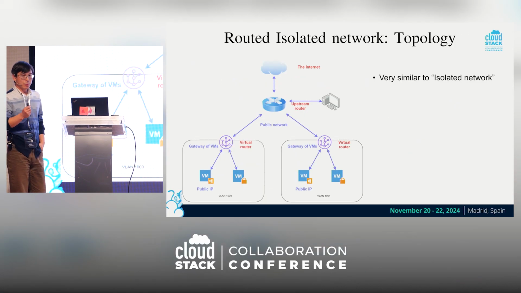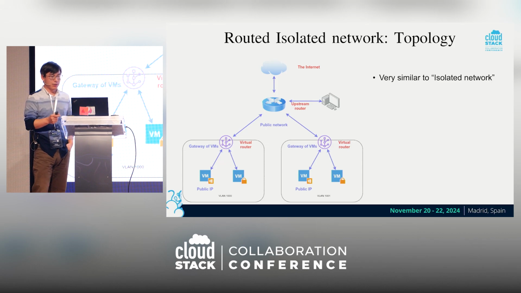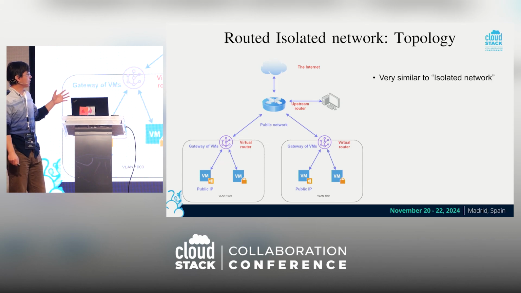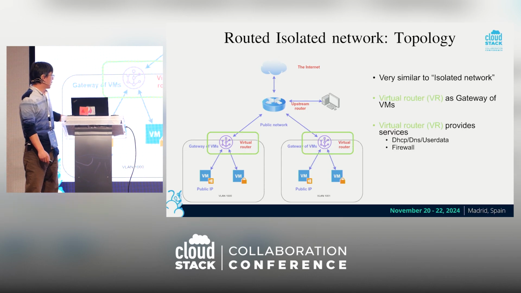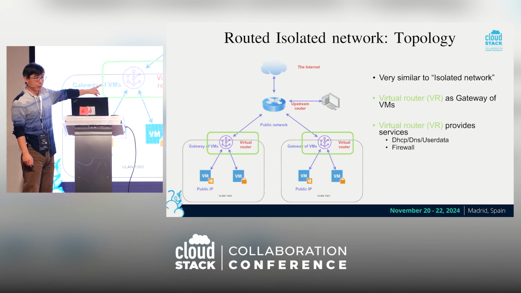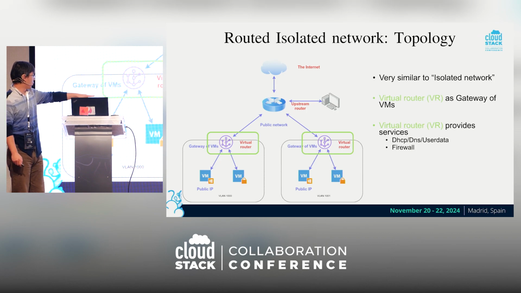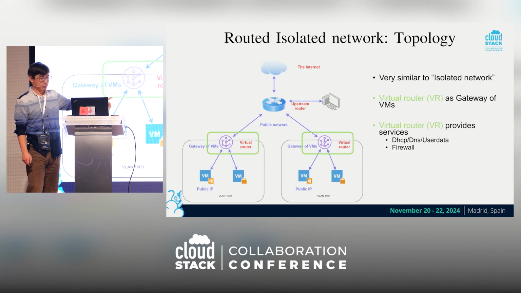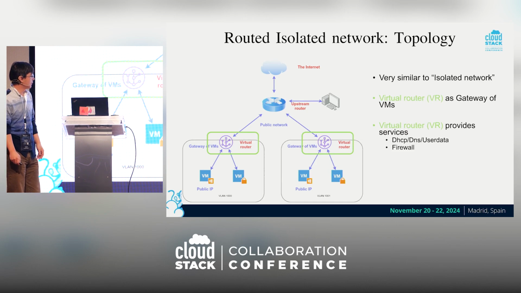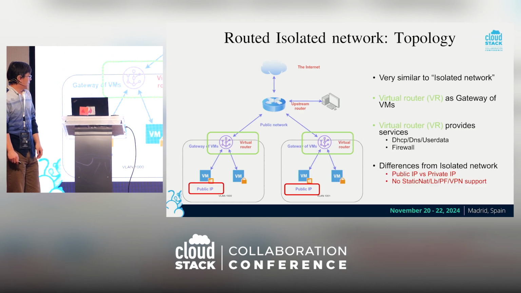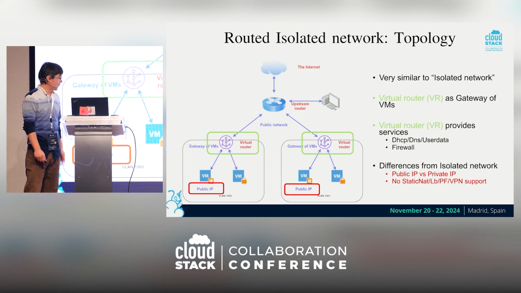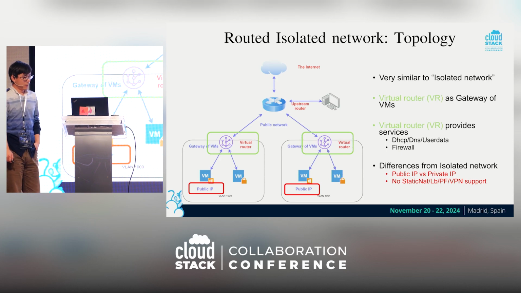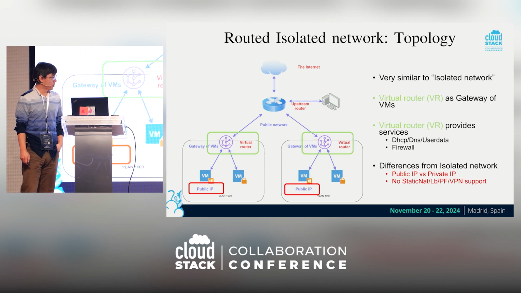We have two implementations: routed isolated networks and routed VPC. The topology of routed networks is very similar to isolated networks. For each network, we have a virtual router which acts as the gateway of the VMs. It also provides services such as DHCP, DNS, user data, which can also be replaced by a config drive, and also a firewall. The difference is the IP. The VM uses a public IP, not a private IP. And there is also no support for some services.